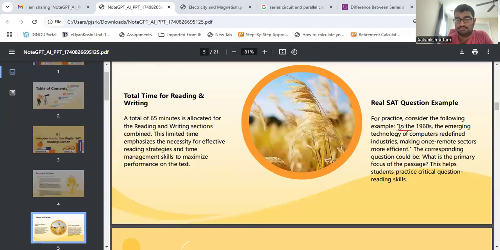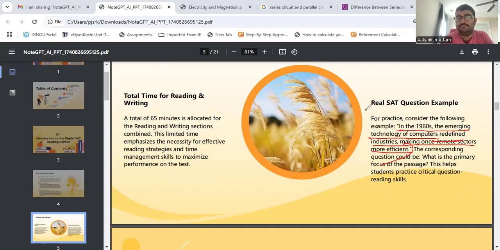For example, in the 1960s, the emerging technology of computers redefined industries, making once remote sectors more efficient. This is the passage. It cannot really be considered a passage; it's a sentence. So what does it say? In the 1960s, the emerging technology of computers redefined industries, making once remote sectors more efficient.